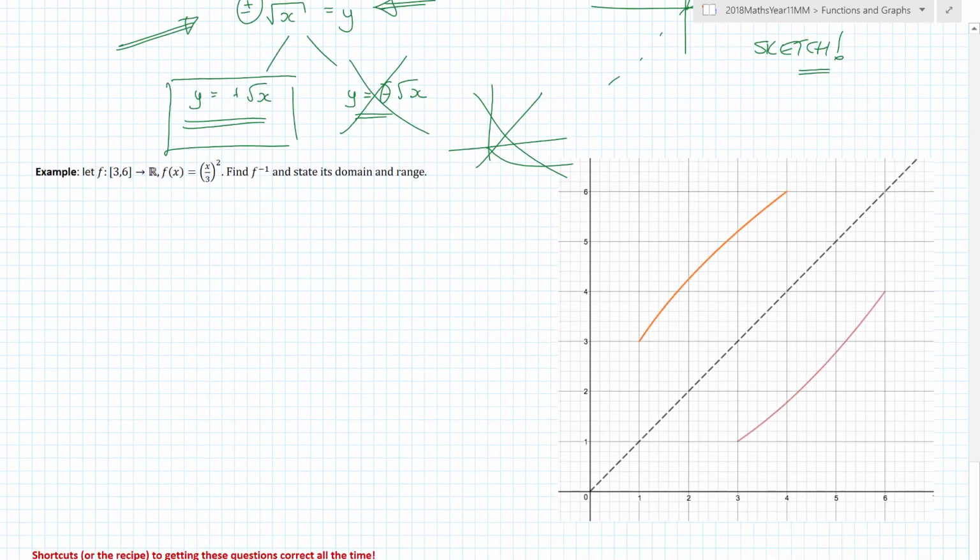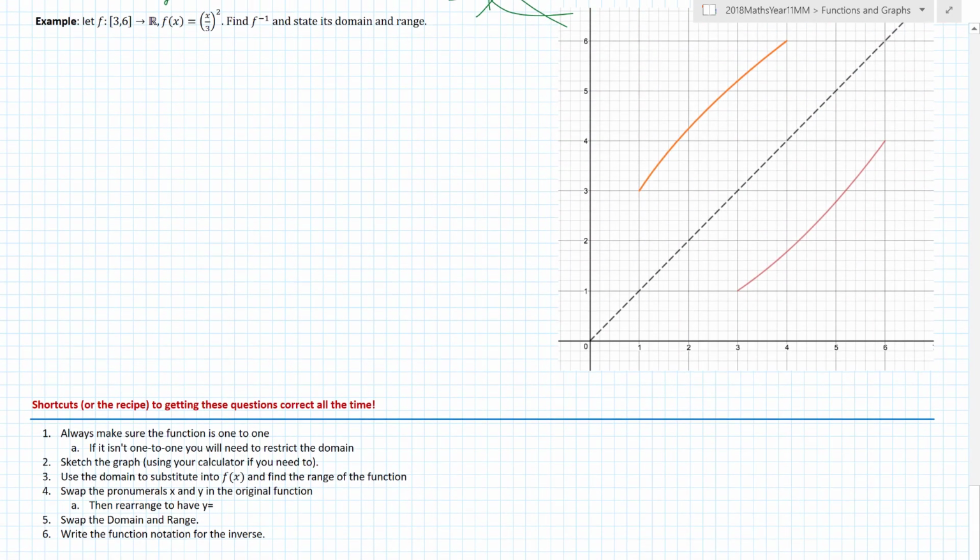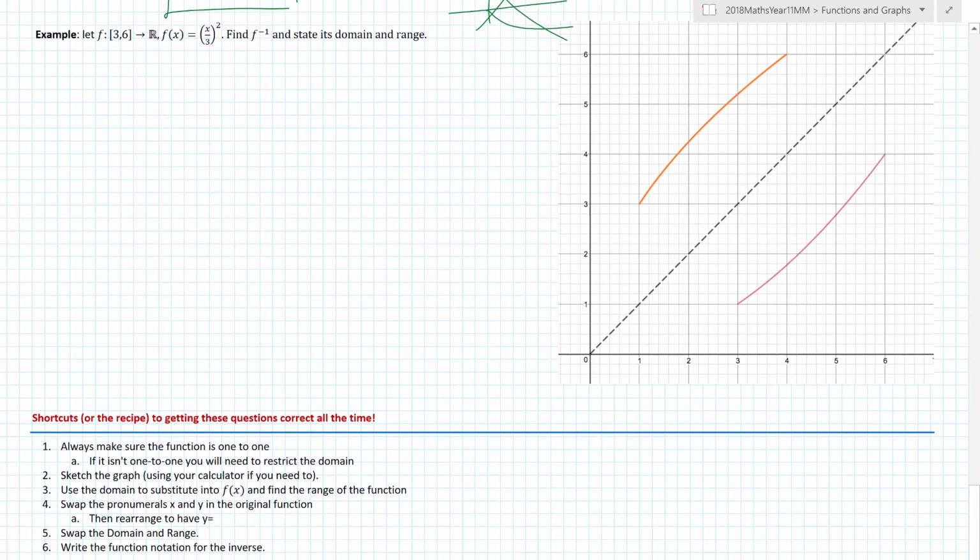All right, last one. This one here. What is this? The function with domain 3, 6 of that. Find f to the minus 1 and state its domain and range. Ooh, how exciting. Well, here's a graph actually to help me out. So my domain of my original function is 3, 6. What is the range of my original function?